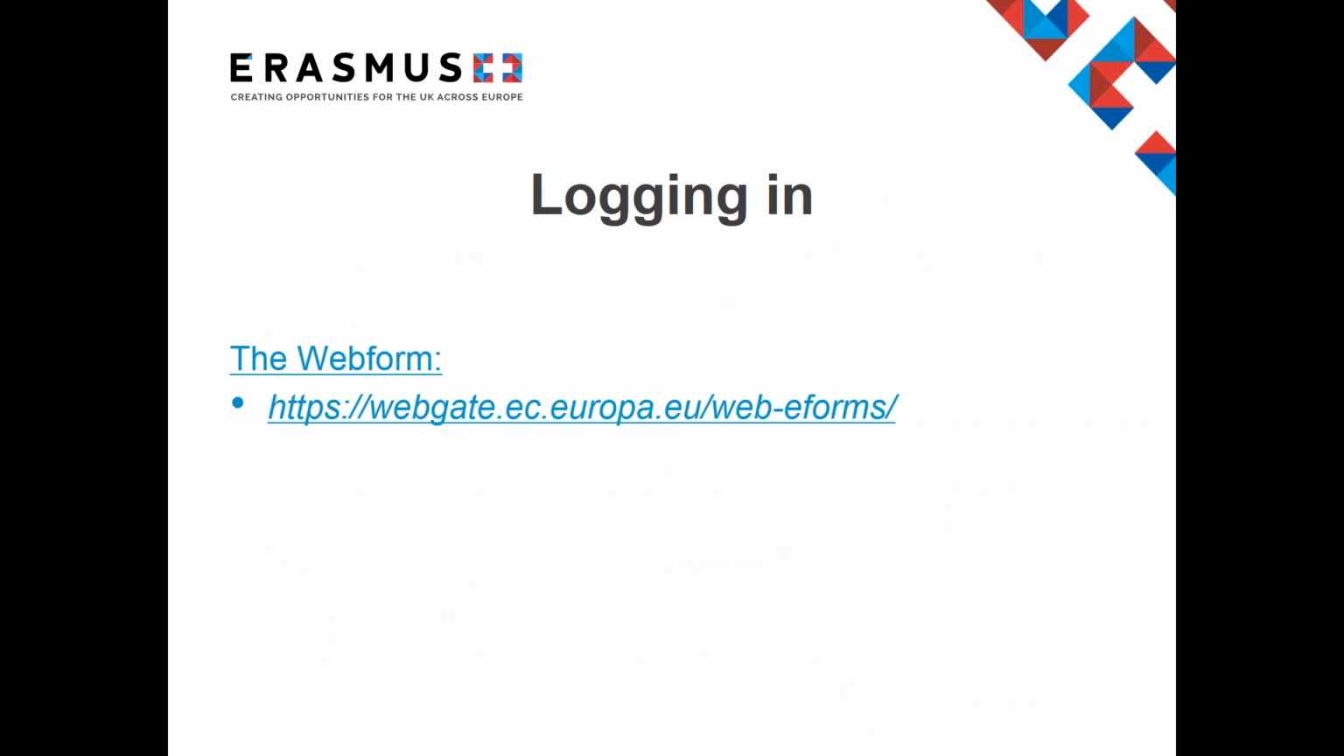So let's start with how to log in. On this slide, you will see the link to the web application form, which you will need to complete. To open the application, you need to click on the link to the Erasmus Plus Forms website, which takes you to the EU Login screen. You will find this on our website under the Apply for VET funding page. Log in using your EU Login details. You will then be redirected to the homepage that looks like the one you see on the screen.